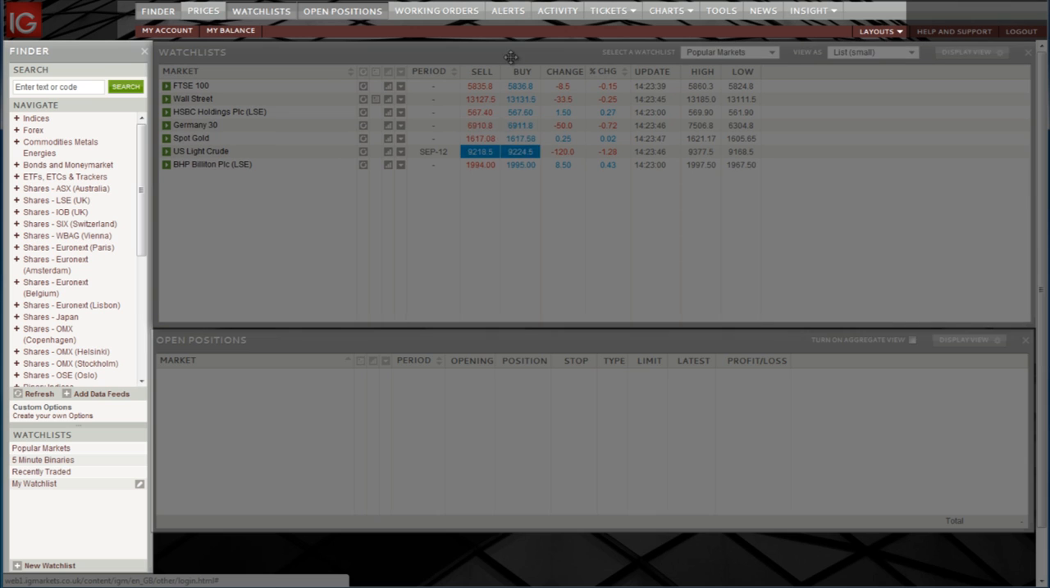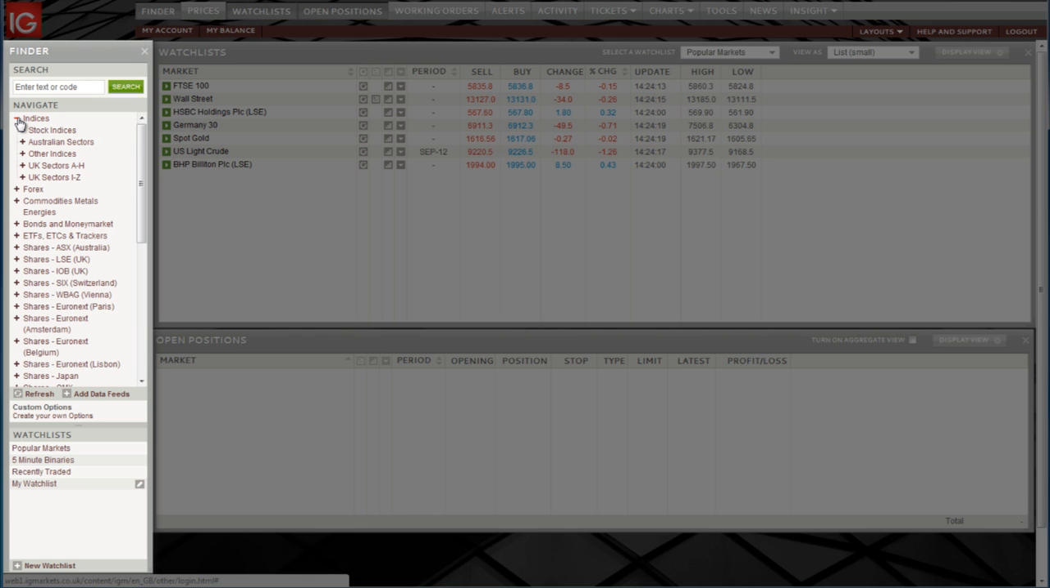The lists are grouped in a logical way, starting with indices, for example, FTSE, Wall Street, Hang Seng, etc., grouped by geographical location. This is followed by Forex, grouped in various categories, such as major, euro against the dollar, pound against the dollar, and minor for the more exotic currency pairs. Then we have commodities, metals and energies, and also bonds and money market, ETFs, ETCs and trackers.